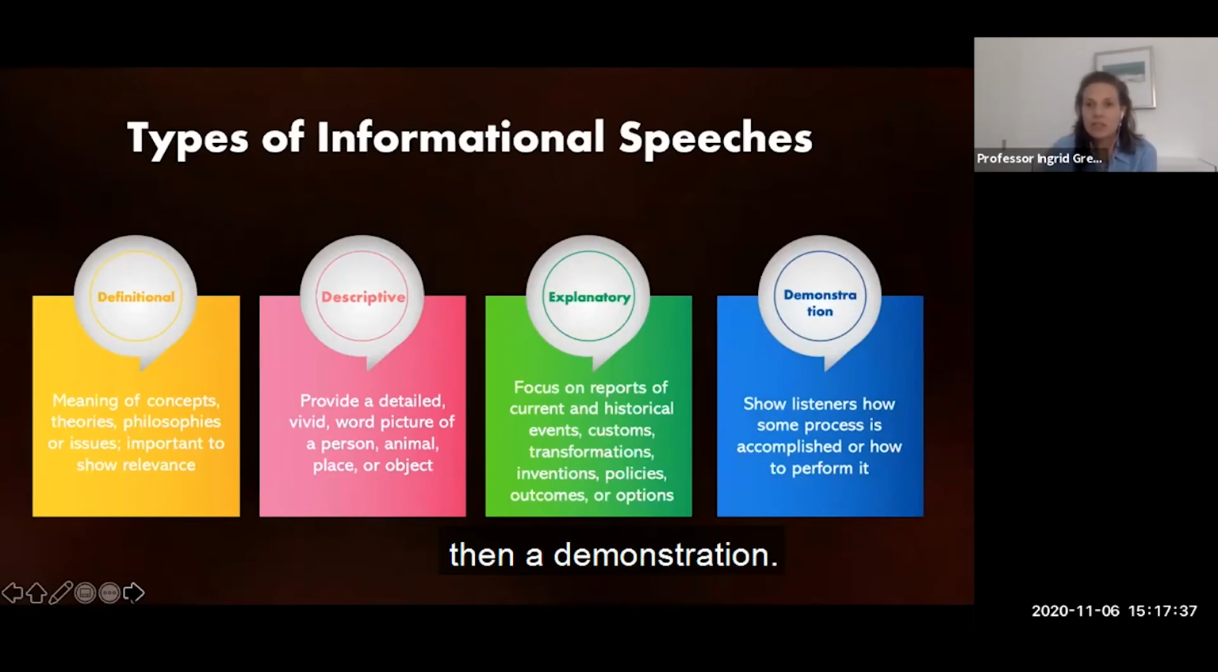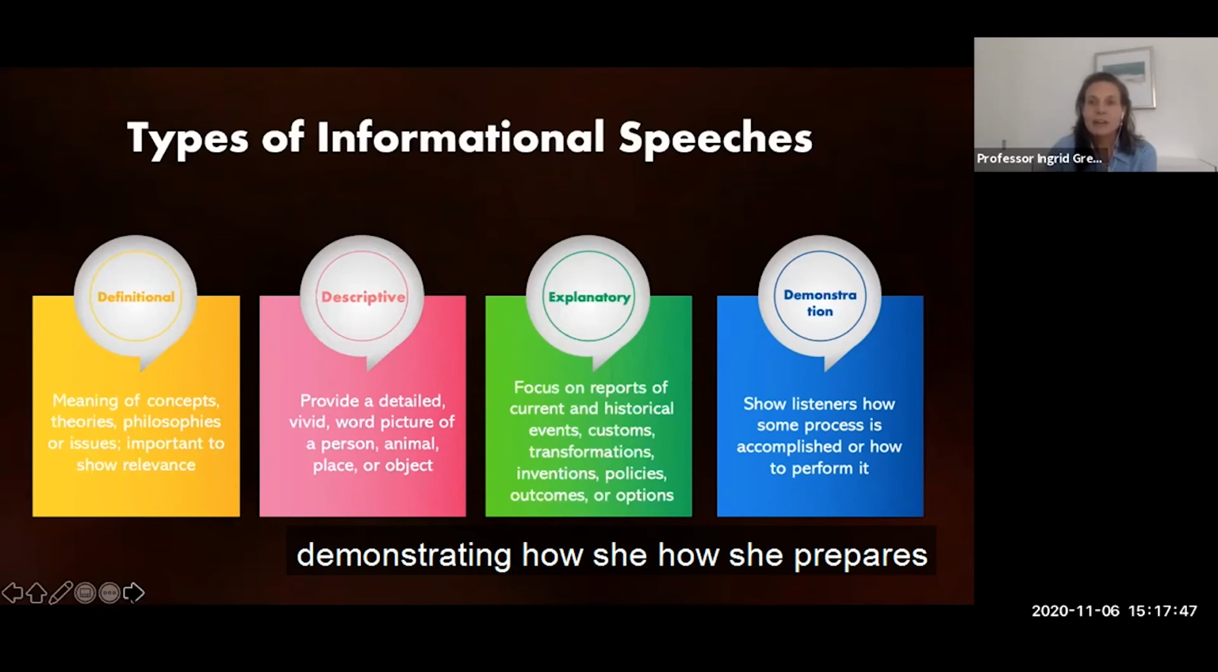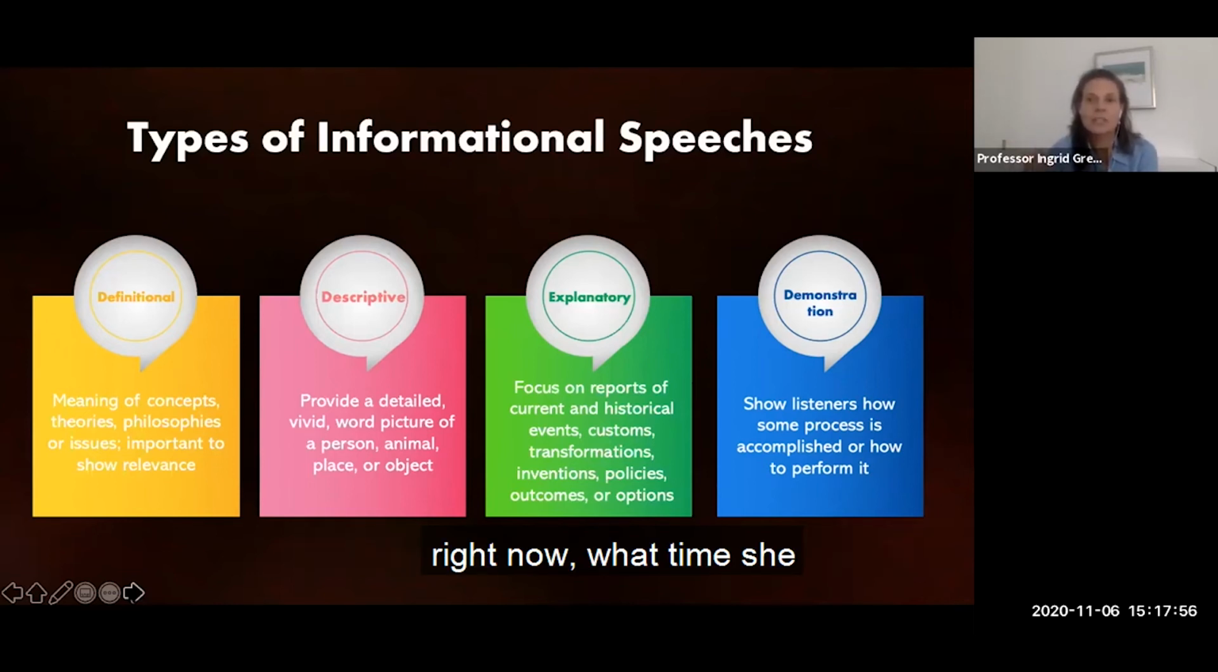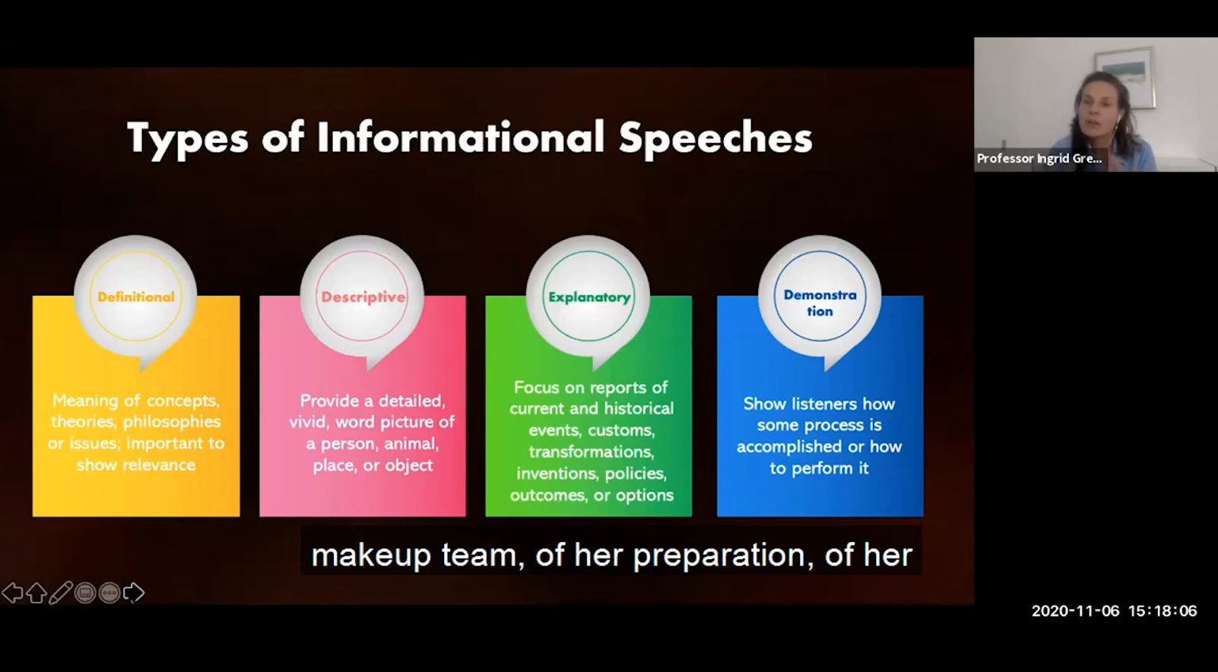And then a demonstration. Here's where we show listeners how some process is accomplished or how to perform it. And so if I was talking about Oprah Winfrey here, I would maybe be demonstrating how she prepares for her show every day, right? What time she leaves her house. I would be showing you photos potentially of her dressing room. I'd be showing you photos of her makeup team, of her preparation, of her reading of the script, etc. And then how she practices and how she arrives on set for her show.